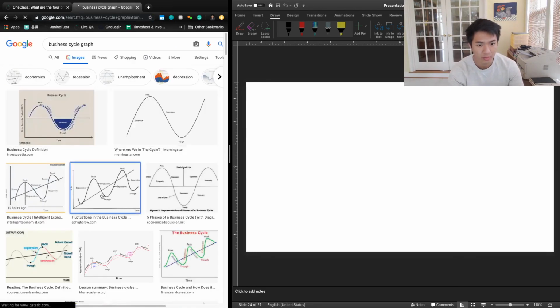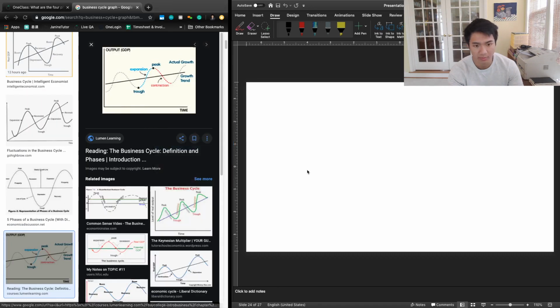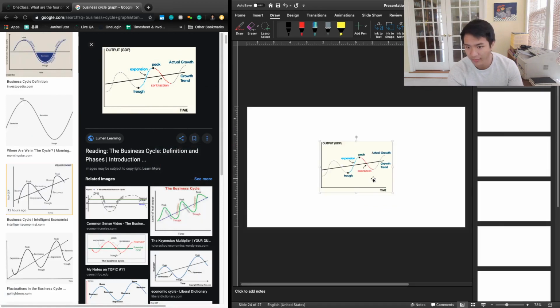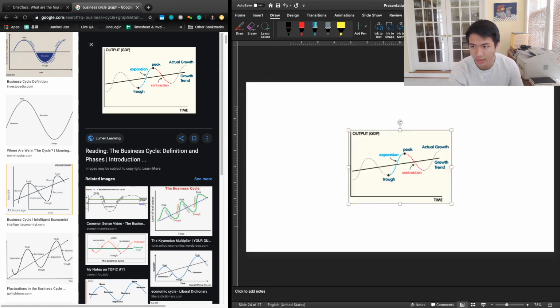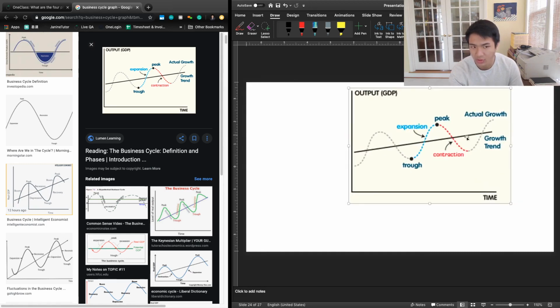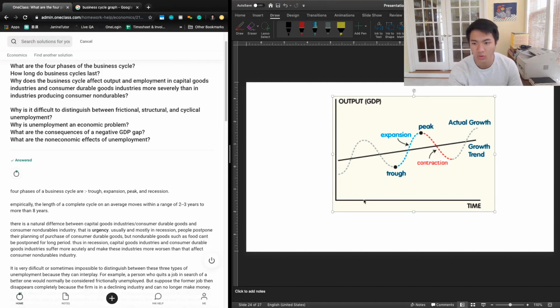This is probably the one that best matches what you'll see in most classes. We have this idea of a trough, which is the low point in the business cycle. You have your expansion, which is the time in which you're returning from a trough, or low point, to a peak. At a peak, you are maximizing your actual growth, and then you're contracting to go to the next trough. And so you're rotating through a cycle of trough, expansion, peak, contraction, right?